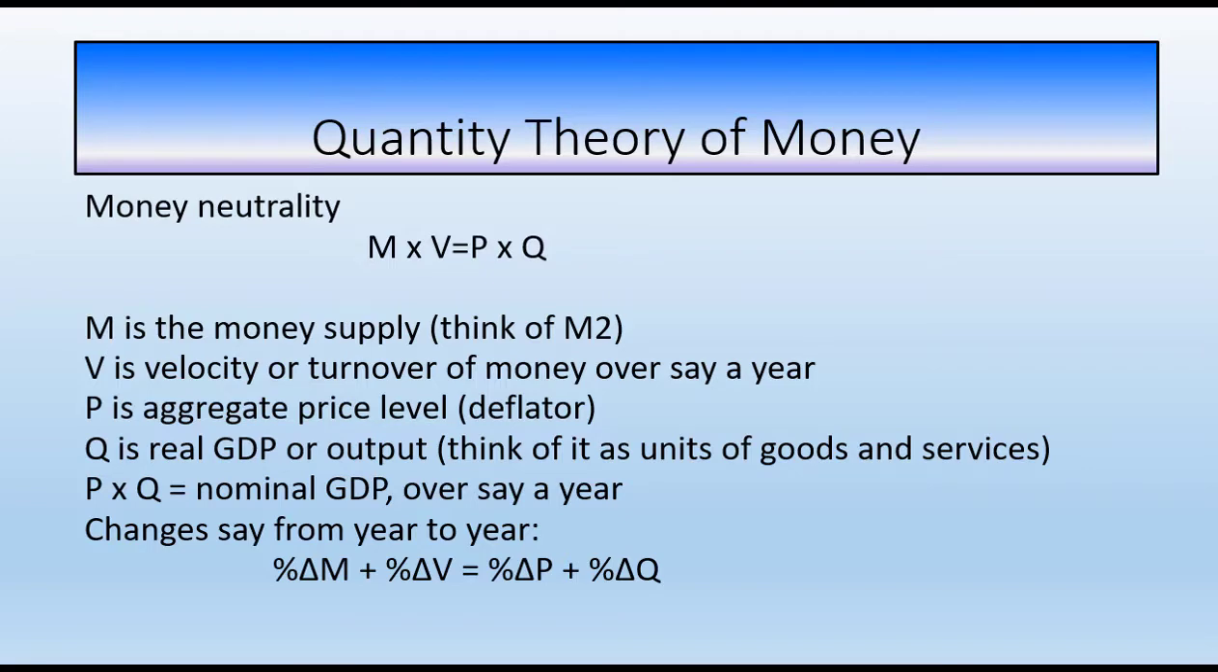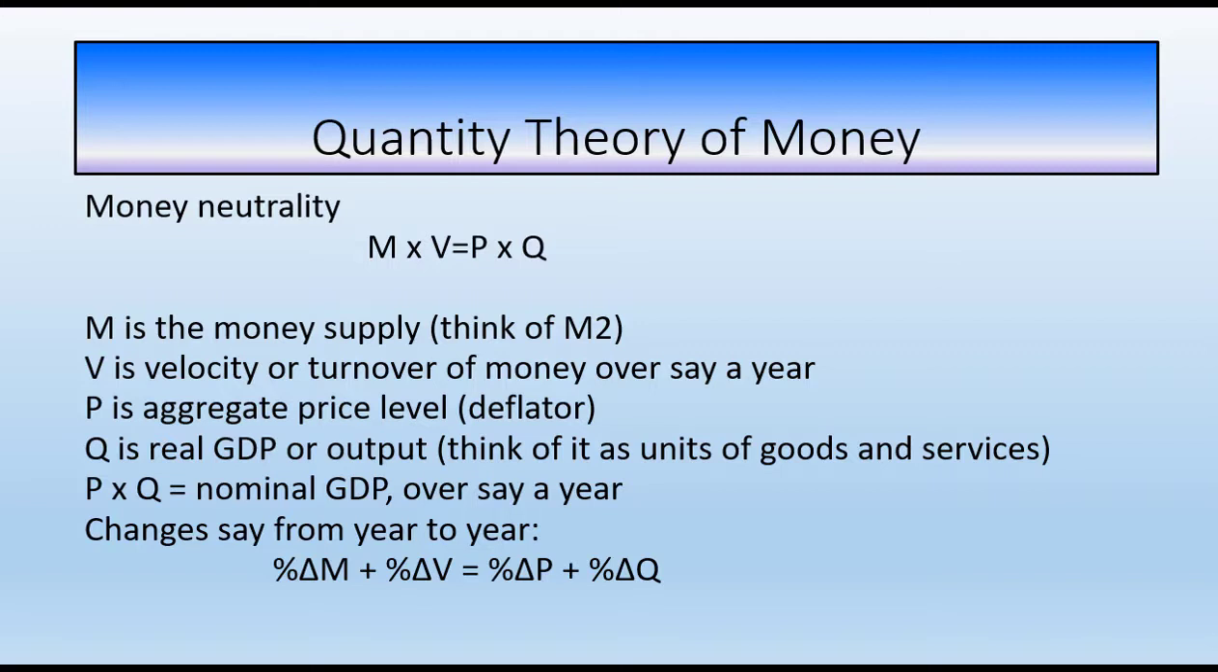And that P times Q, which is on the right-hand side of that equation, is your nominal GDP over, say, a given year. So when you look at GDP, we often look at it for a quarter or a year. Let's think of it in terms of a year. So what it says is M times V, the money supply times the velocity, equals nominal GDP. And that's what we want to explore a little bit more.